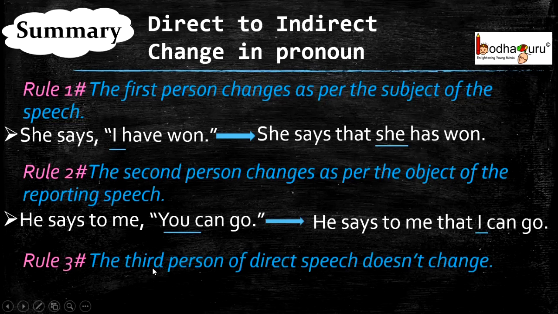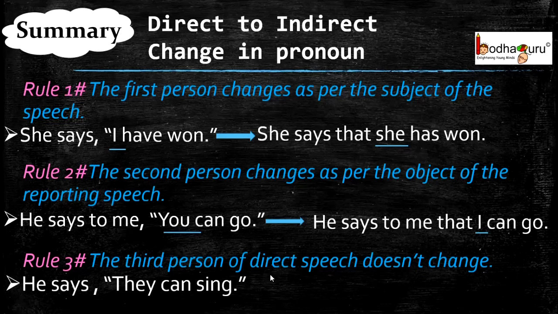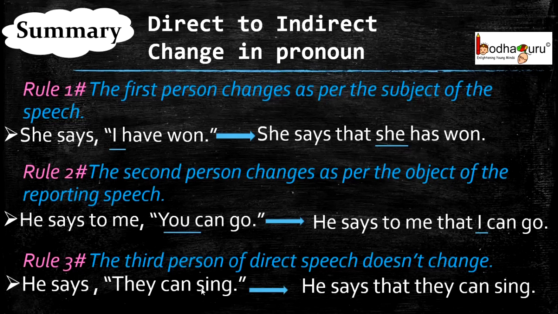Next, rule number 3. The third person of the direct speech does not change. Let's take an example. He says, "They can sing." This becomes, he says that they can sing in indirect form. And what do we see here? That the third person hasn't changed. It remains the same.